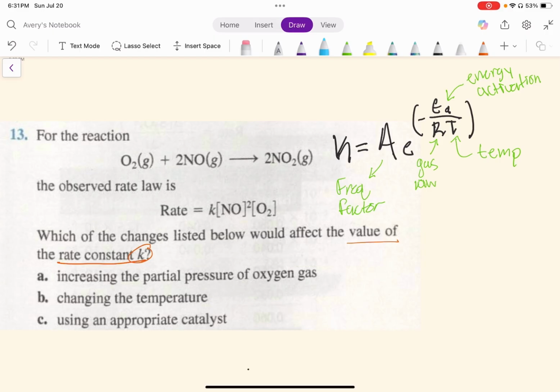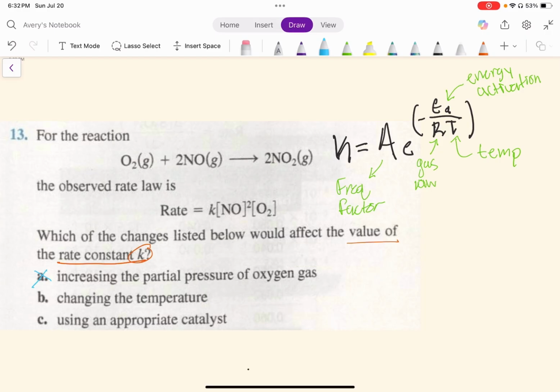This does two things. One, of course, it increases the pressure. And two, it also increases the concentration of O2. Neither concentration nor pressure is in the Arrhenius equation. Therefore, changing the pressure or the concentration won't affect the value of K. So A is incorrect.